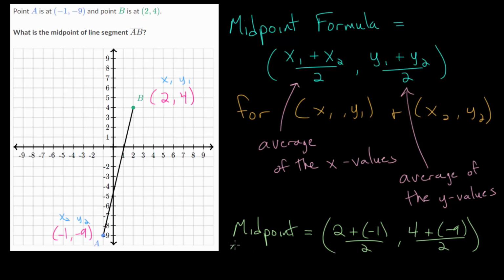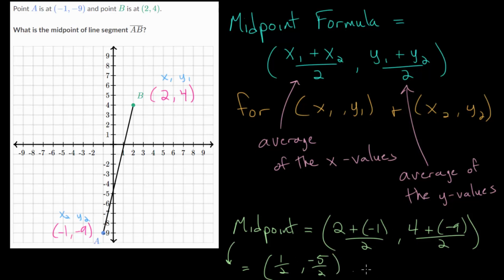And now we just simplify. So 2 plus -1, that is 1. So we get 1/2 for our x value of our midpoint. And 4 plus -9, or 4 minus 9, that is -5. And we'll cut that in half. And of course, if we want, we could write this as a decimal. So 1/2, that is 0.5. And -5/2, that's -2.5.